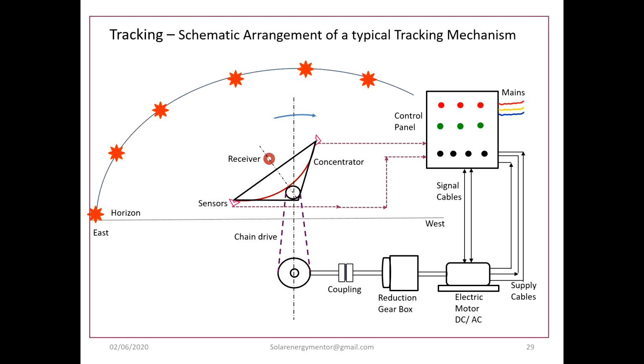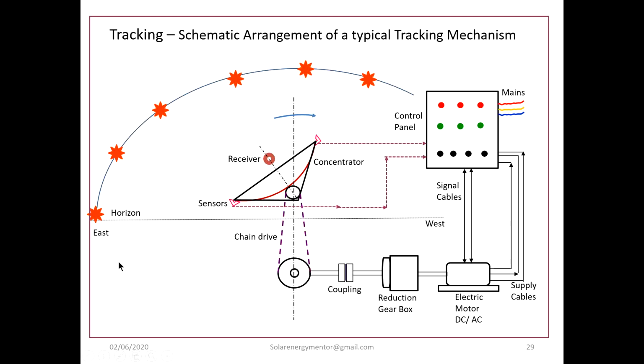Tracking is a process of following the sun's movement from east to west. So during tracking, a collector follows the movement of the sun to achieve beam normal radiation and to minimize the incidence angle. Now this figure shows the schematic arrangement of a typical tracking mechanism.